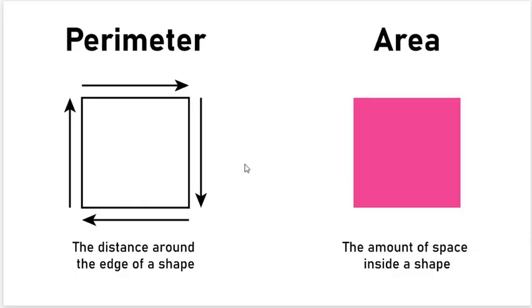The first thing we have to understand is the terminology, because you cannot do something without understanding the meaning of it. When it comes to perimeter, perimeter is the distance around the edge of a shape, meaning it's everything outside.